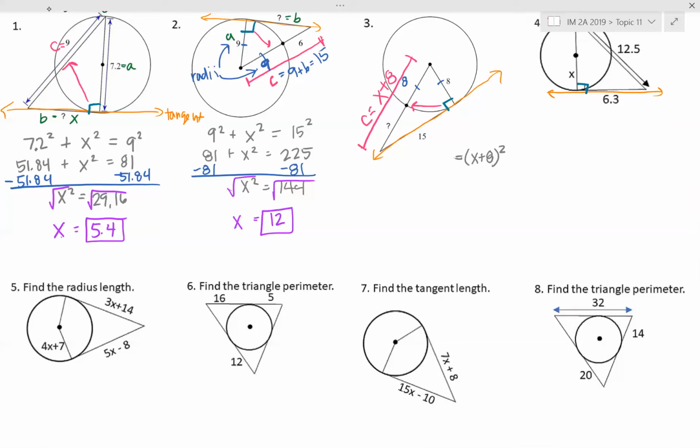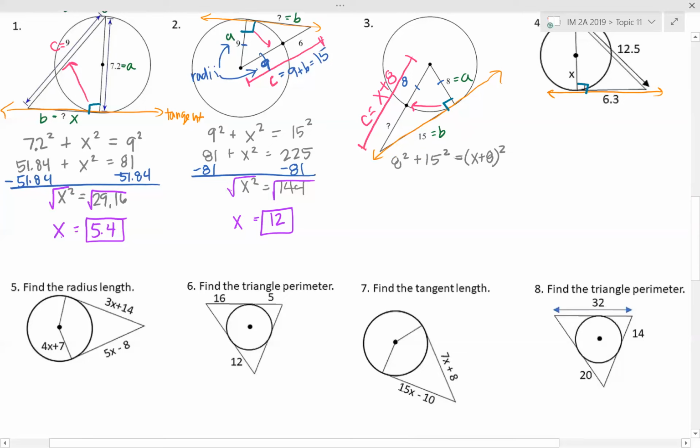And then we know both A and B. So we know that A is 8 and B is 15. Remember that order doesn't matter. I'm just kind of picking the shortest side here to do this. So I've got 8 squared plus 15 squared equals x plus 8 squared.